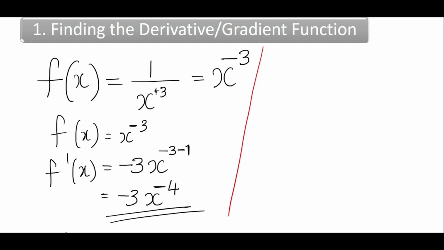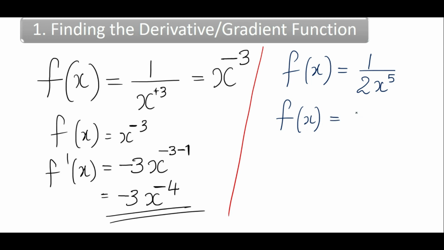Let's take another example. If f of x is equal to 1 over 2x to the power 5, I can rewrite it first as f of x is equal to 1 over 2 times x to the power minus 5. I'm just shifting this x to the power 5 from the denominator to the numerator. Please make sure that you change the sign from positive to negative.